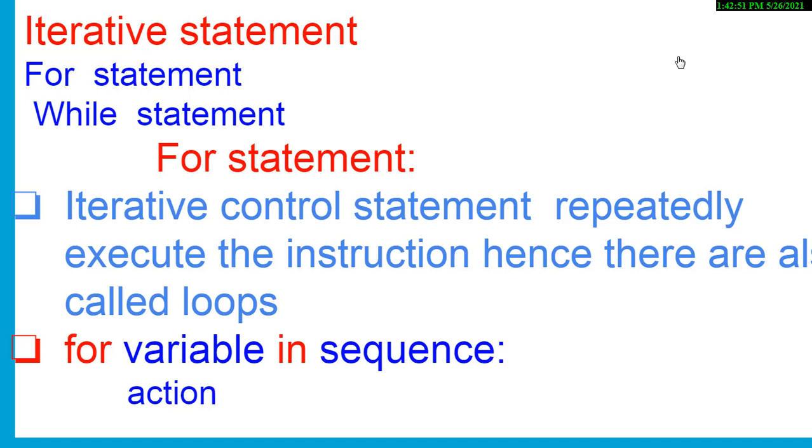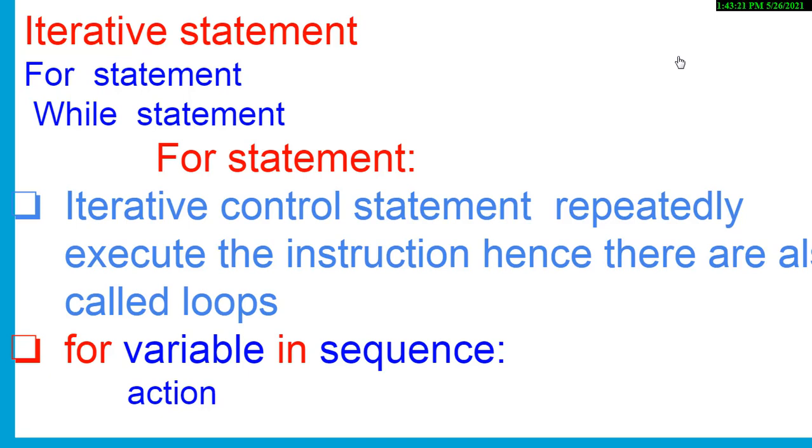As the term iterative itself means repeated, the iterative control statements repeatedly execute the instructions. Hence these instructions will be in the form of a loop and they are called loops. The for statement is also called the for loop, whereas the while statement is also known as the while loop. We shall be seeing the first one, the for loop.